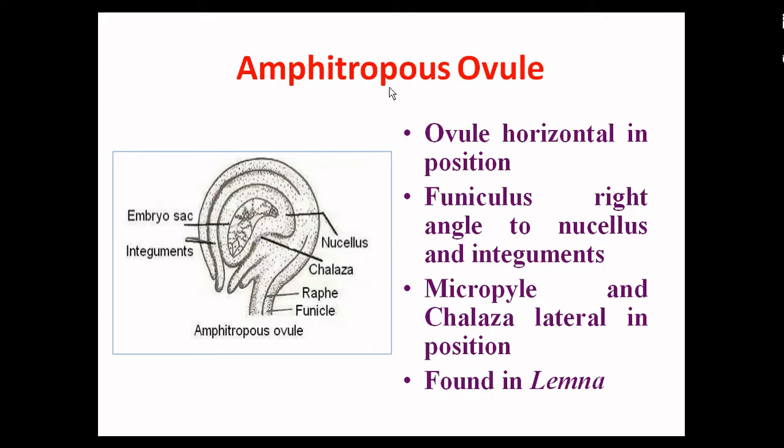Next type of ovule is amphitropous ovule. In this type, the ovule is horizontal in position and funiculus is at right angle to the nucellus and integuments, and because of that the micropyle and chalaza are lateral in position. This type of ovule can be found in Lemna.